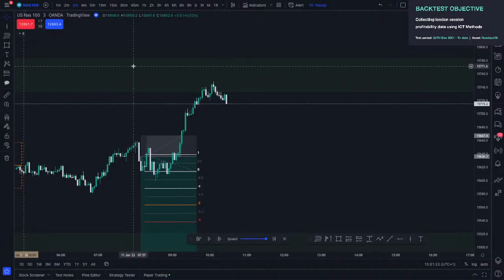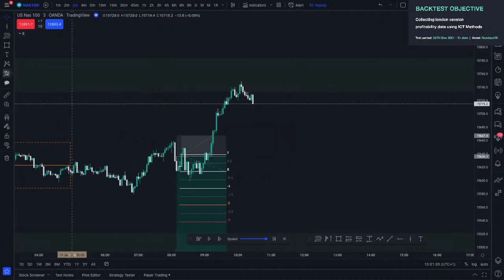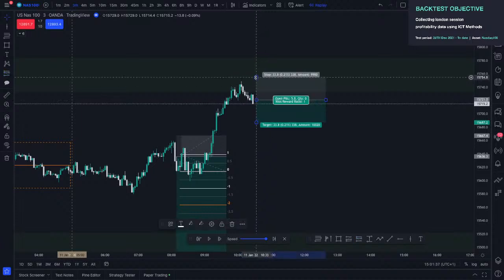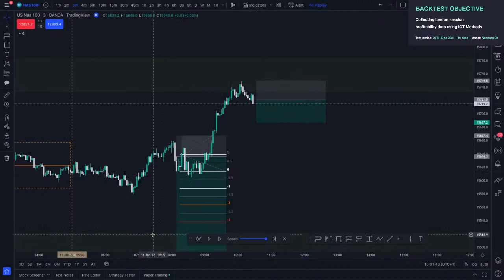Okay, this is our displacement. Nice displacement. What time is it? It's 10. So I think the Judas swing is completed at this point. I'm just going to wait for my trade at this entry right here. If I'm right, 30 point stop loss. I can afford it. And now let's see at which point I get tapped in.